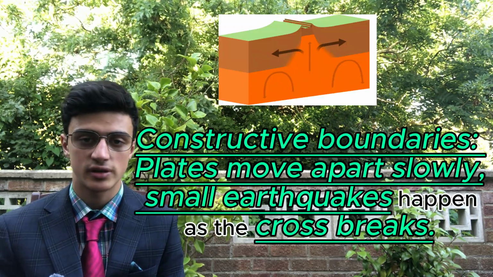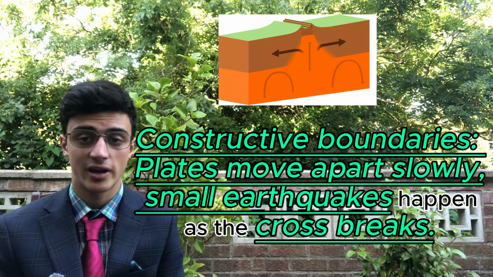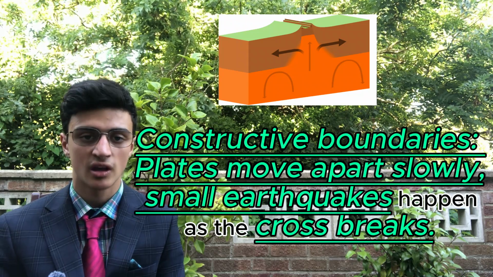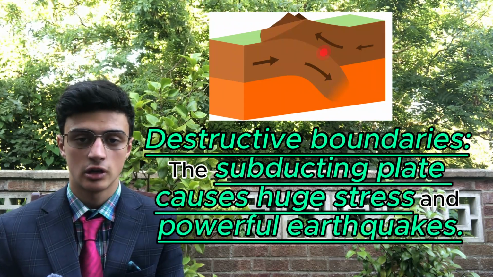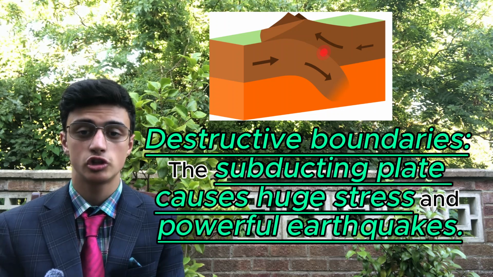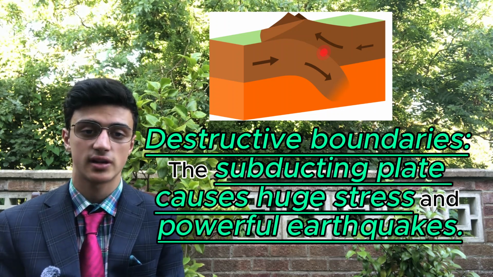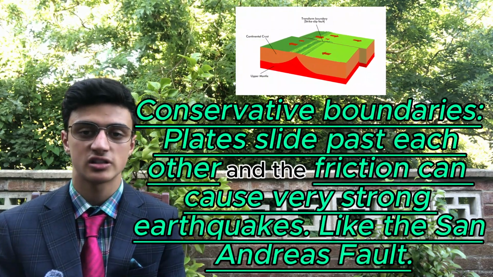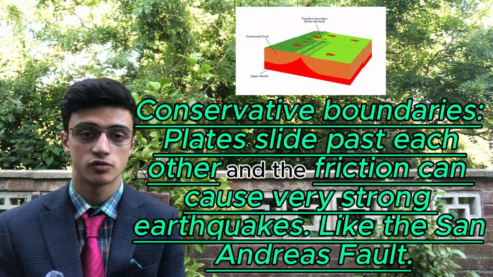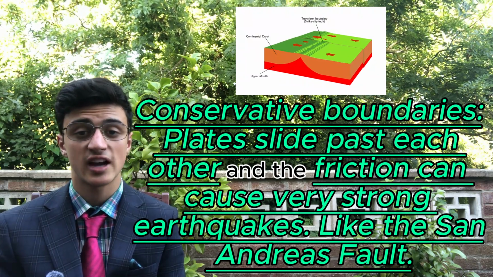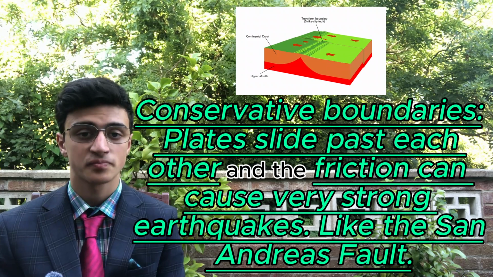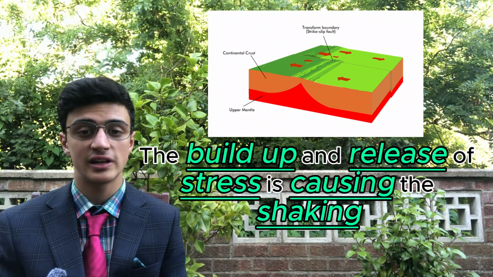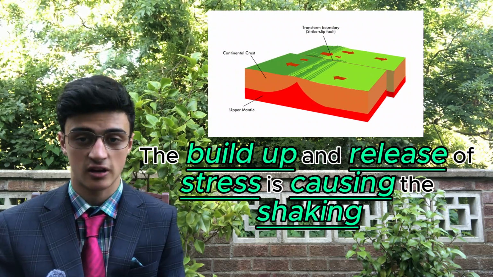At constructive boundaries, plates move apart slowly. Small earthquakes happen as the crust breaks. At destructive boundaries, the subducting plate causes huge stress and powerful earthquakes. At conservative boundaries, plates slide past each other and the friction can cause very strong earthquakes, like the San Andreas Fault. As shown here, you can see the build-up and release of stress causing the shaking.